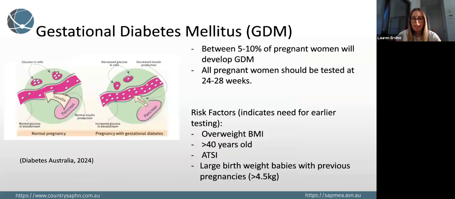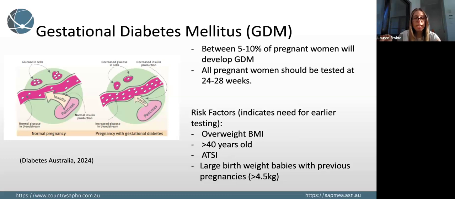Now, one major complication that someone might see, or should see, a dietitian about during pregnancy is gestational diabetes mellitus, or GDM. This is something that develops in a small percentage, 5 to 10% of pregnancies in Australia. All pregnant women should be tested at 24 to 28 weeks and get a glucose tolerance test to determine if they have this or are at risk.